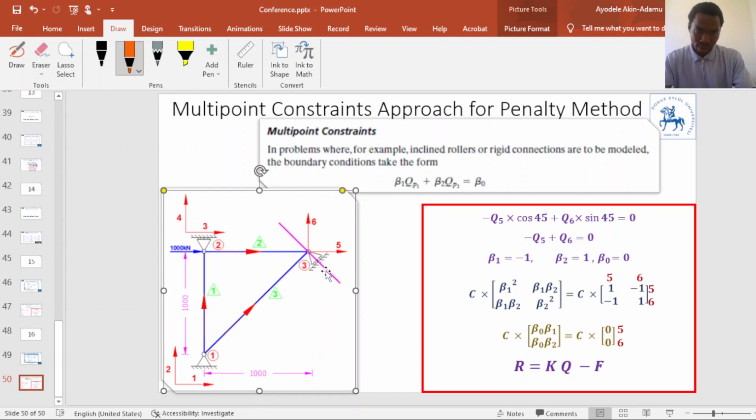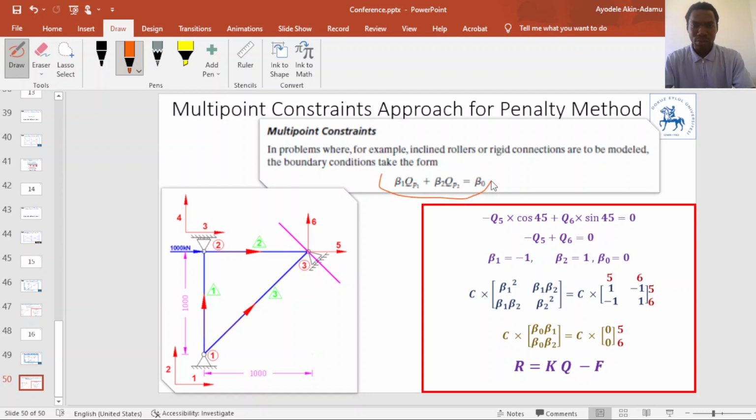And at node 3, we see this magenta line. At this magenta line, there is actually no movement at that point because that is the point of reaction. So we can resolve our degree of freedom, our displacement quantity at degree of freedom 5 and 6 along this line. So if we resolve the quantity, Q5 and Q6, along this line, we can write this equation here.